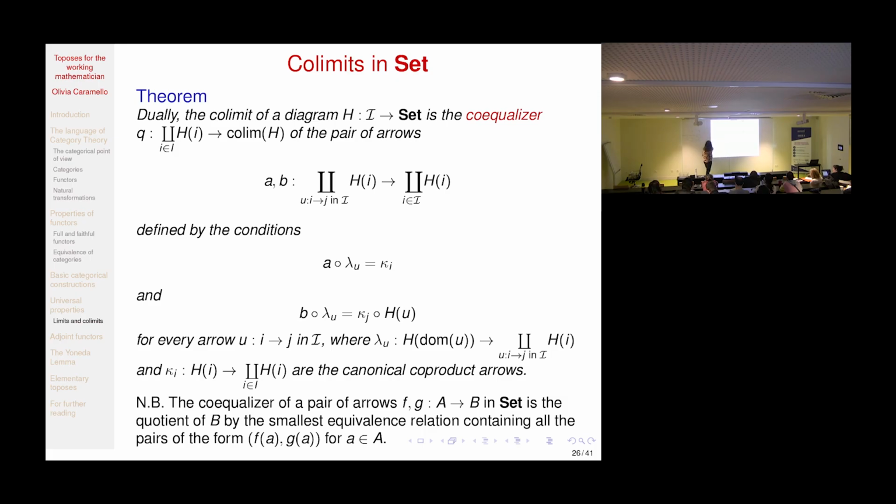A note here: if we want to build the coequalizer of a pair of arrows, we discussed the particular case of an equivalence relation, but if we don't have an equivalence relation, basically what you have to do is generate it, because you have to take the quotient of the target set by the smallest equivalence relation containing all the pairs of the form f of a, g of a.